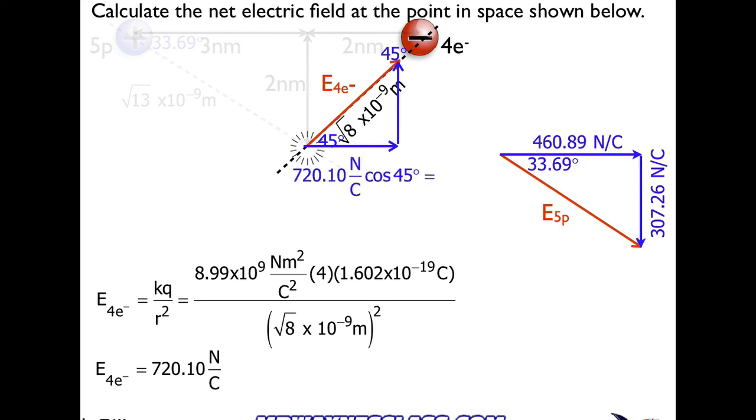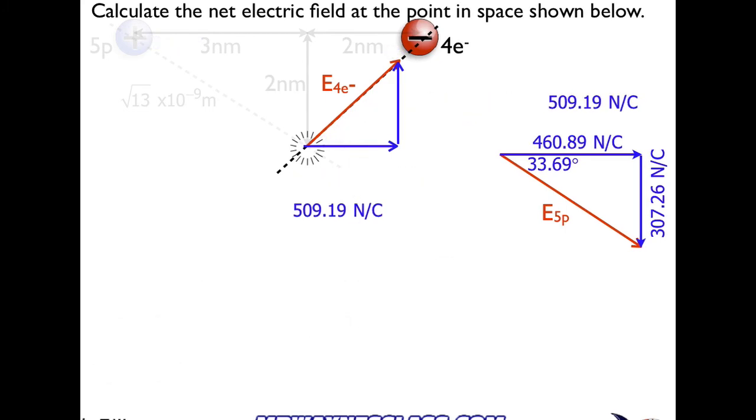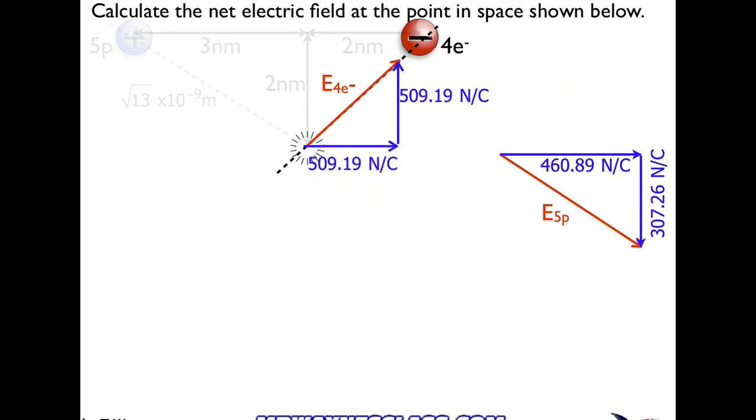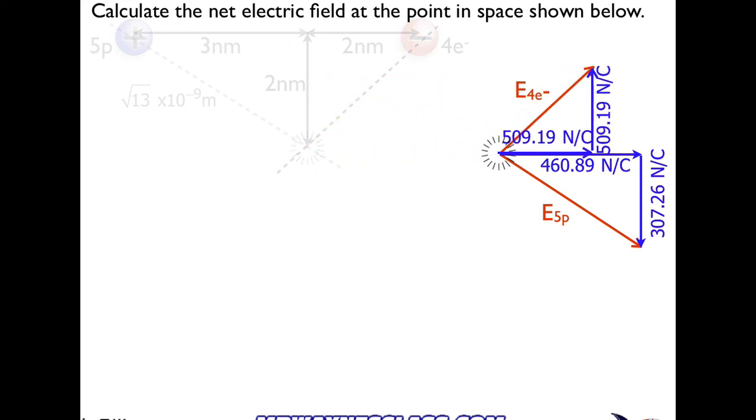Now to find the horizontal side, that's 720.10 times cosine 45, 509.19 newtons per coulomb, and vertically it's going to be 720.10 sine 45, and it's going to be the same answer, 509.19 newtons per coulomb. Let me neaten this up a little bit, get rid of some of the clutter. And now what I'm going to do is move my little point in space, so I'll show you where it really acts, and that's over here.